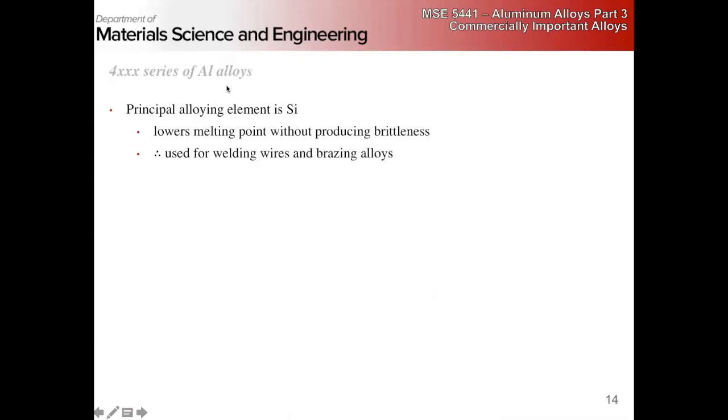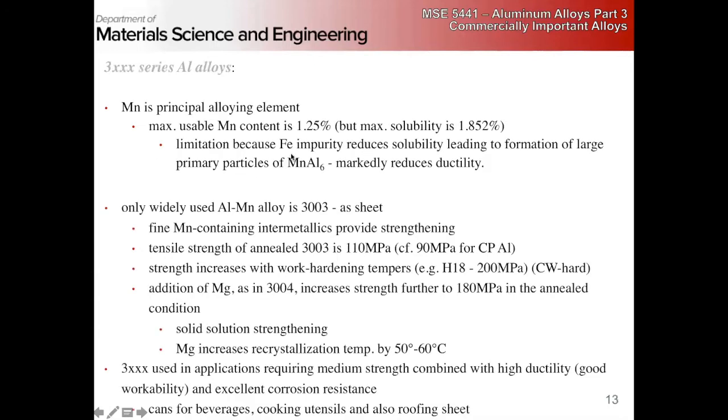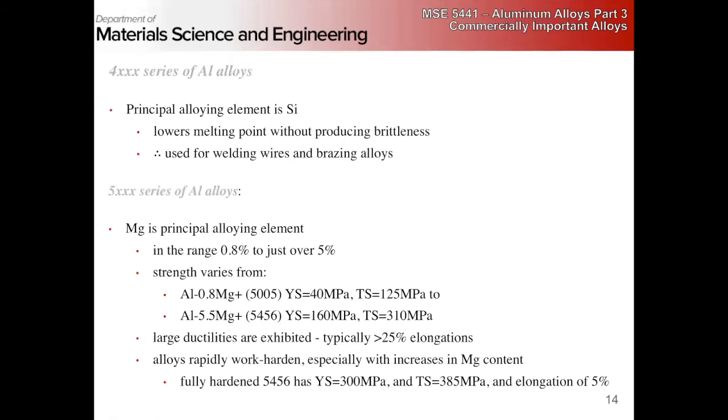4000 series alloys, the principal alloying element is silicon. Silicon lowers the melting point without producing brittleness, has a deep eutectic. So these are used for welding wire and brazing alloys because of the deep eutectic and the low melting point.